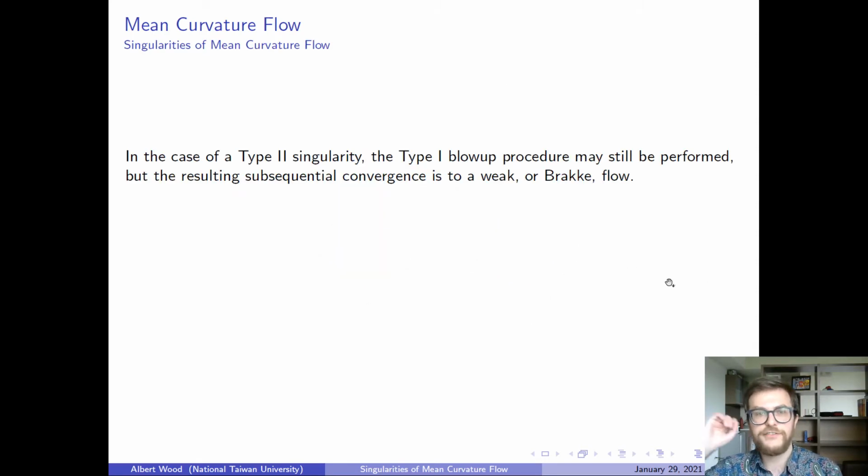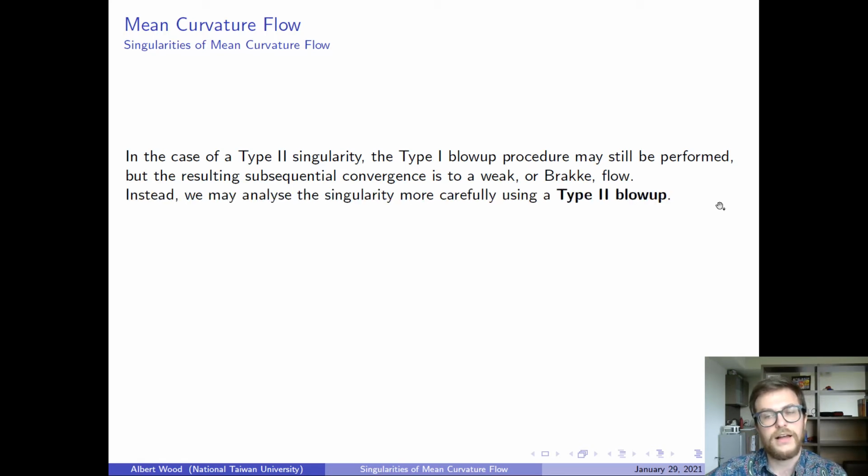So, in the case of a type 2 singularity, which do happen, I'll give an example in a second, then the type 1 blow-up procedure may still be performed, but we don't get convergence to a smooth mean curvature flow anymore, but instead we get convergence to a weak or Brakke flow. There is still a way that we can recover information about the nature of the singularity, though.